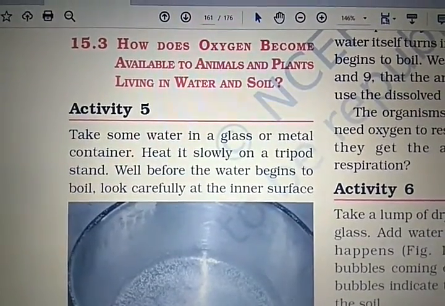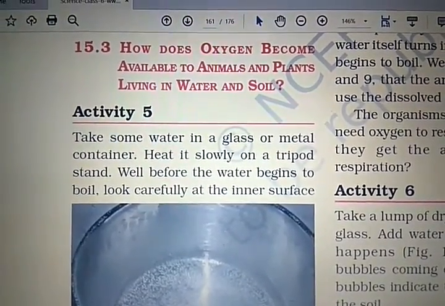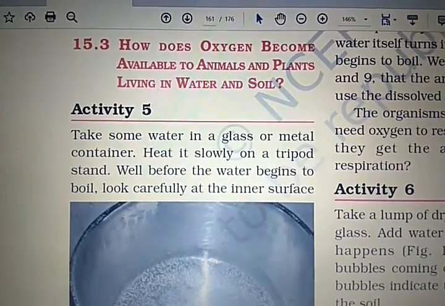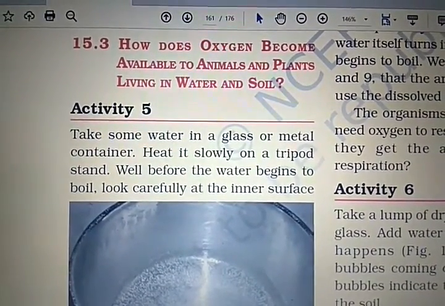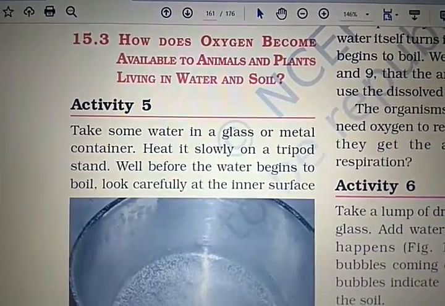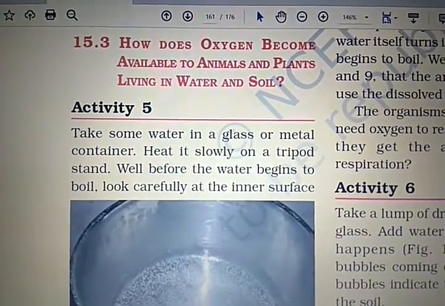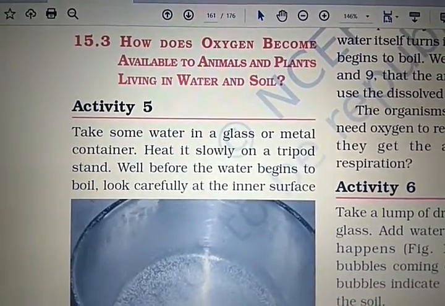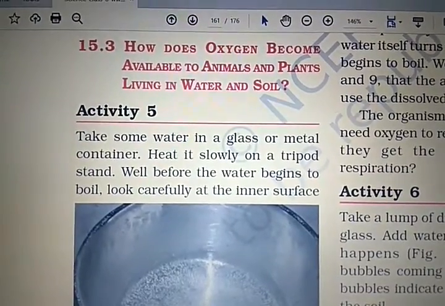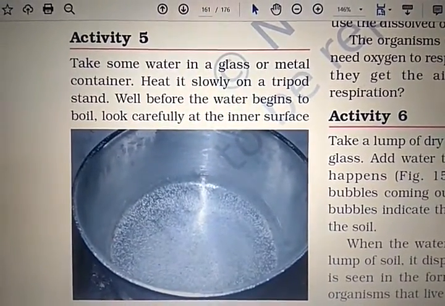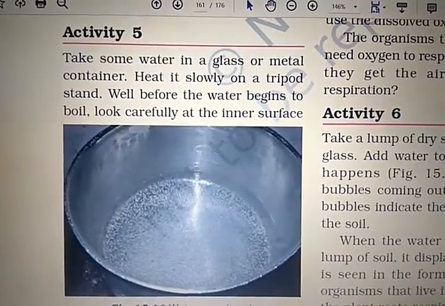Hello students, you are all welcome to grade 6, chapter 15, Air Around Us. The topic is: how does oxygen become available to animals and plants living in water and soil? So let's restart from activity number 5.